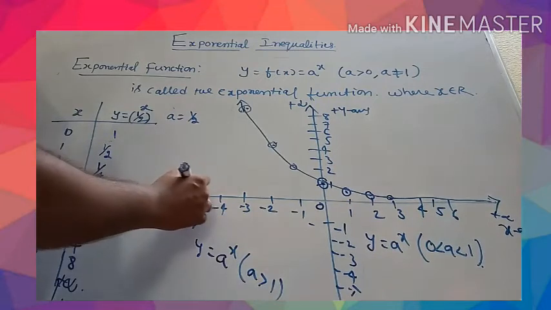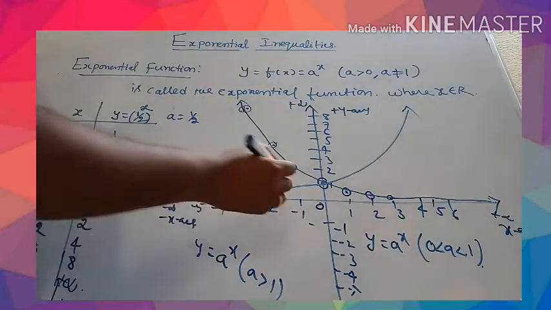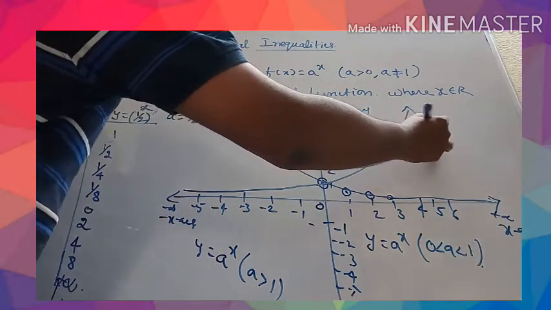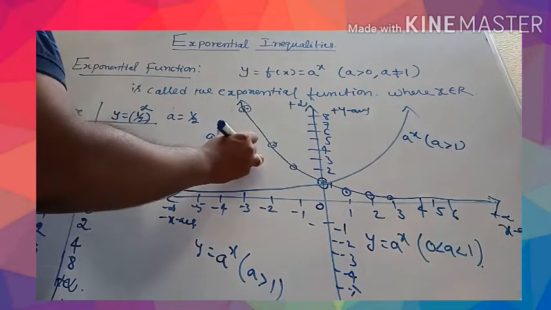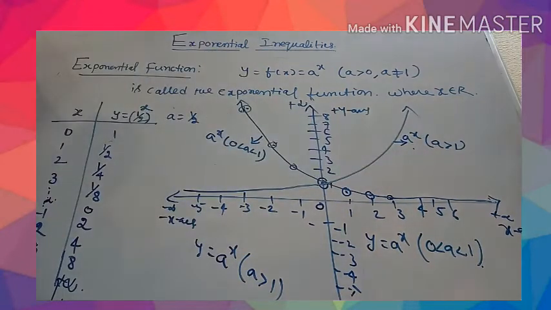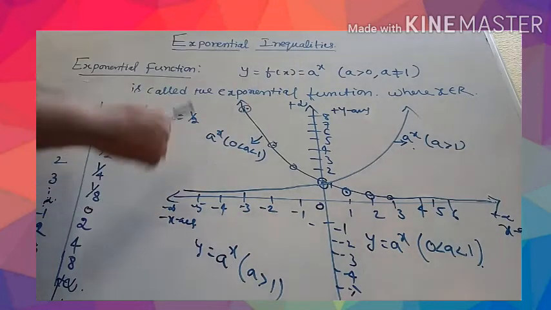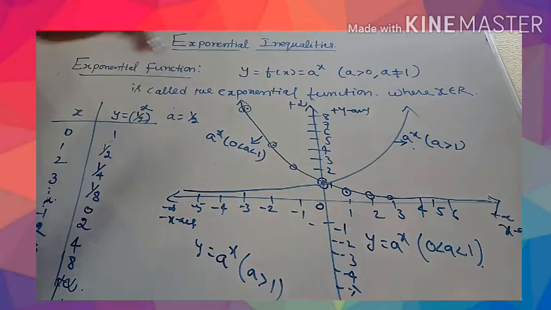in the same graph, let us make it once again. It will be like this. This is a power x when a is greater than 1, like this. This is a power x when a lies between 0 and 1, like this. This is the graph of this, and this is the graph of that, right? This is the way we have the graph of the exponential function when the base is greater than 1 and when the base lies between 0 and 1. One is strictly increasing and the other is strictly decreasing, right?